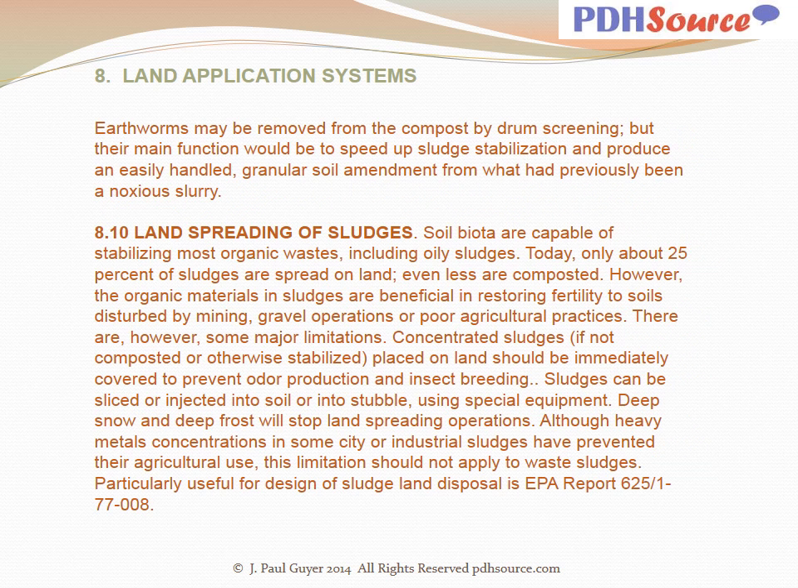Earthworms may be removed from the compost by drum screening, but their main function would be to speed up sludge stabilization and produce an easily handled granular soil amendment from what had previously been a noxious slurry. Soil biota are capable of stabilizing most organic wastes, including oily sludges. Today, only about 25% of sludges are spread on land.